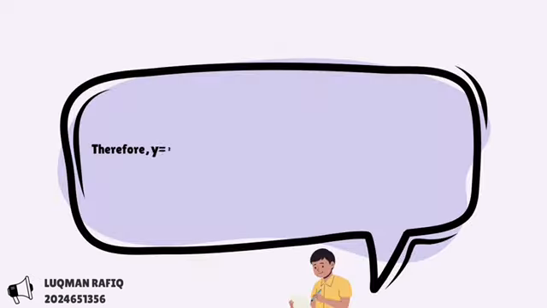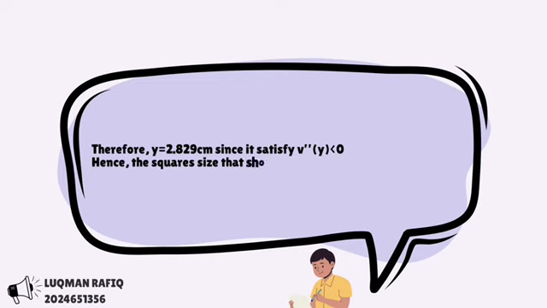Therefore, y equals 2.829 cm since it satisfies the condition V double prime of y is less than 0. Hence, the square size that should be cut is 2.829 cm by 2.829 cm.